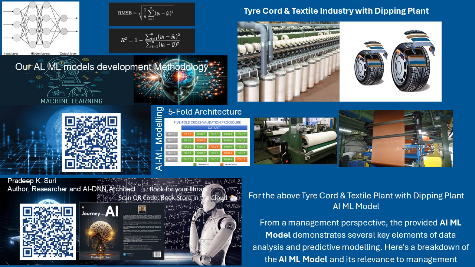Connection. The image highlights the connection between the textile industry and the tire industry. The textile industry produces the yarn that is used to create the textile cords in tires. These cords provide strength and reinforcement to the tire.